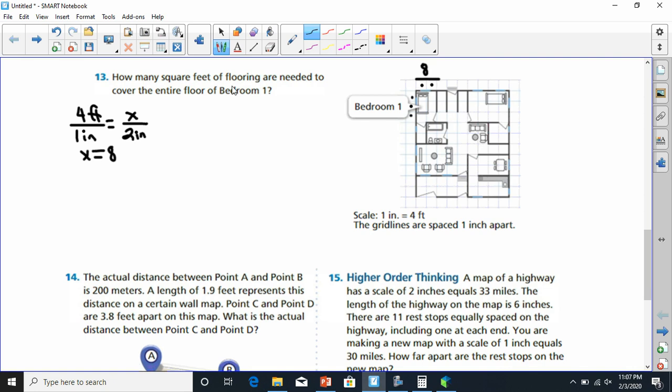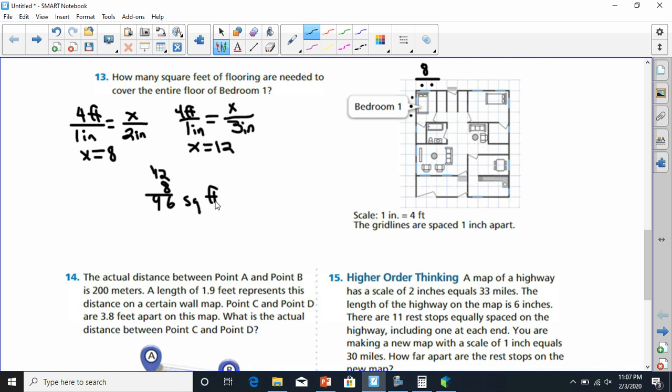Now we're going 1, 2, 3, so again, 4 feet are equal to 1 inch. And that means this is going to be 3 inches down here since there's 3 blocks. And that means that x is going to equal 12. And now I've got to do the area, which is 12 times 8. Let's see, that's going to be 6, carry the 1, 96. So this bedroom is 96, is it in feet? Square feet, yep, square feet.